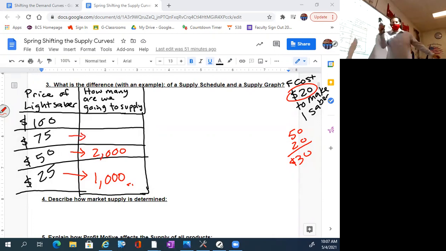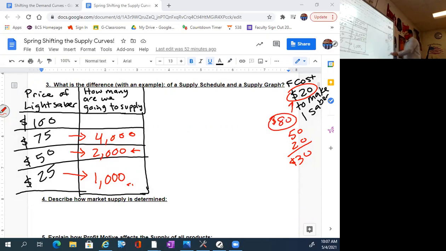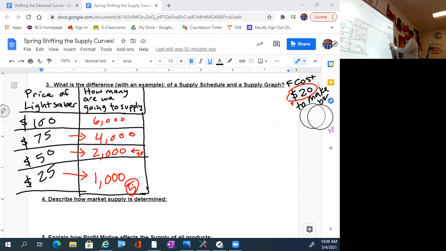If you could sell this lightsaber that cost you $20 to make for $75, that means you're going to have a profit margin of $55, which is higher than this. So let's jump it to 4,000. And then obviously you see where we're going. If we could sell it for $100, our profit margin is going to be $80. That is more motivation than the $5 mark or the $30 mark. So I'm just doing a little math to show you. Let's say we're going to make 6,000 of them. There's that price point. Okay?